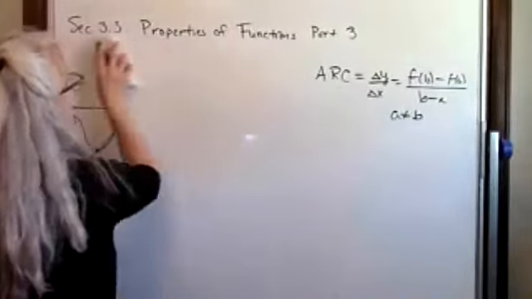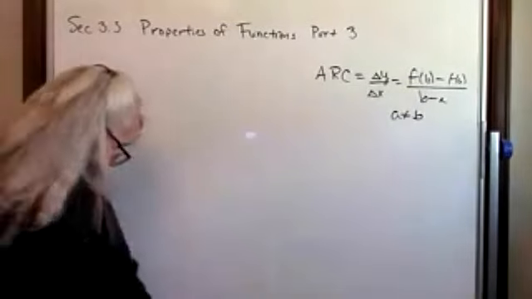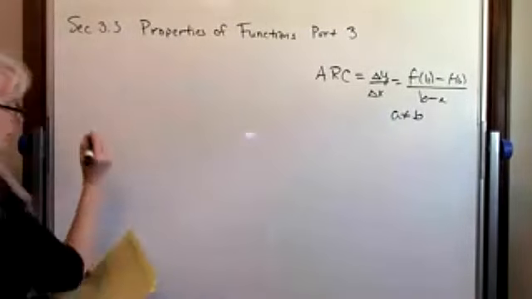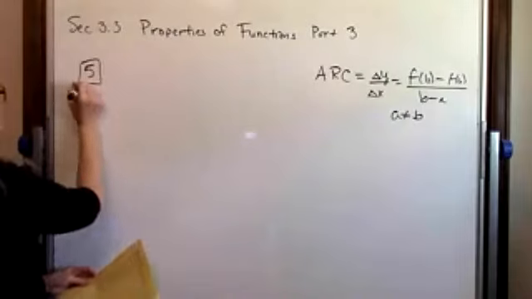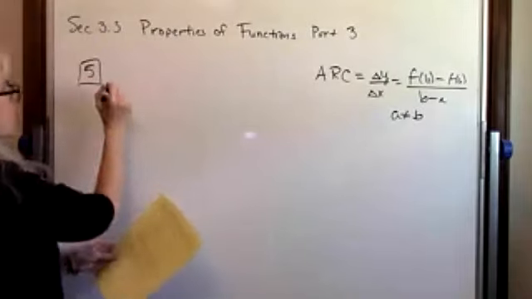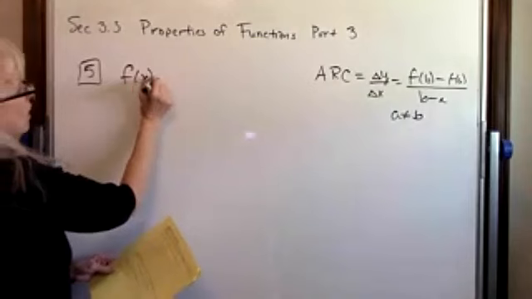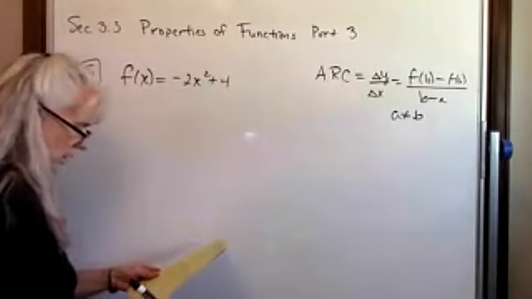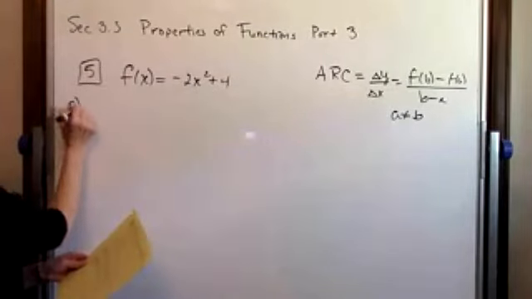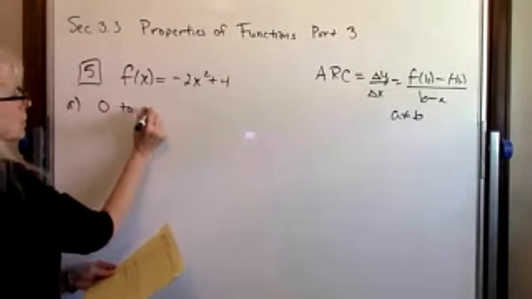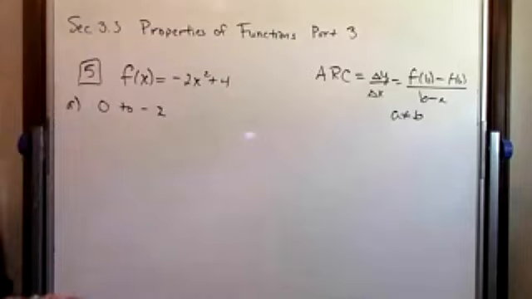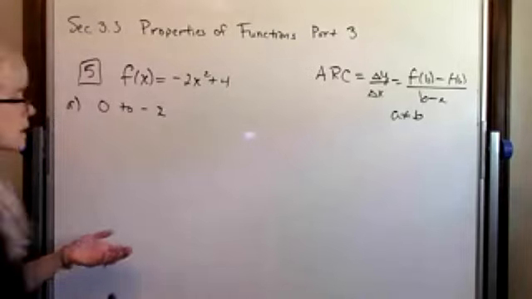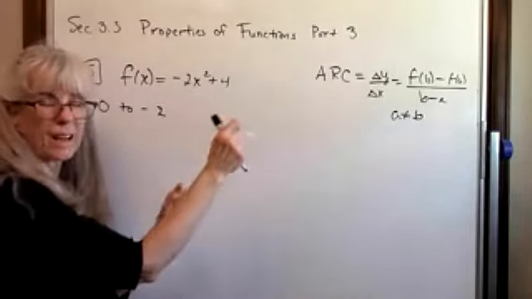So our final example, this is example 5, asks us to find the average rate of change of f of x is equal to -2x squared plus 4. And we're going to do several of these. We're going to go from 0 to -2. So I'm giving you 2 x values on this curve, and I want to know if I connect them, what does the secant line look like?